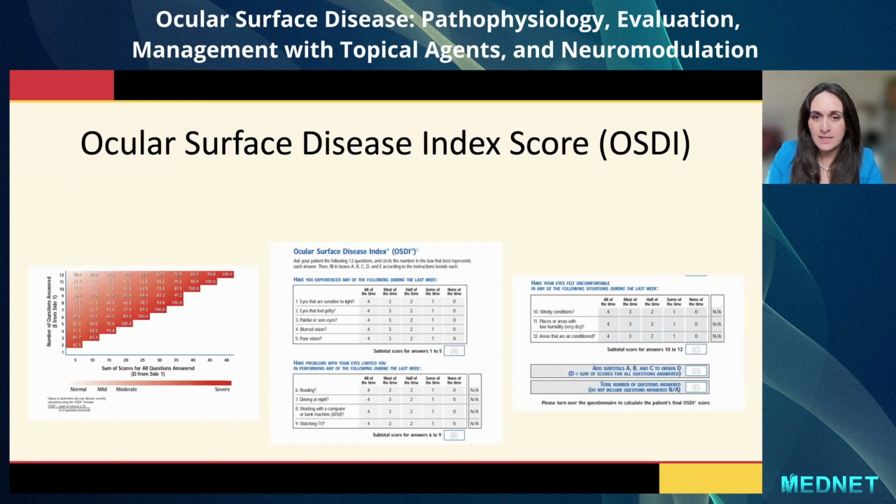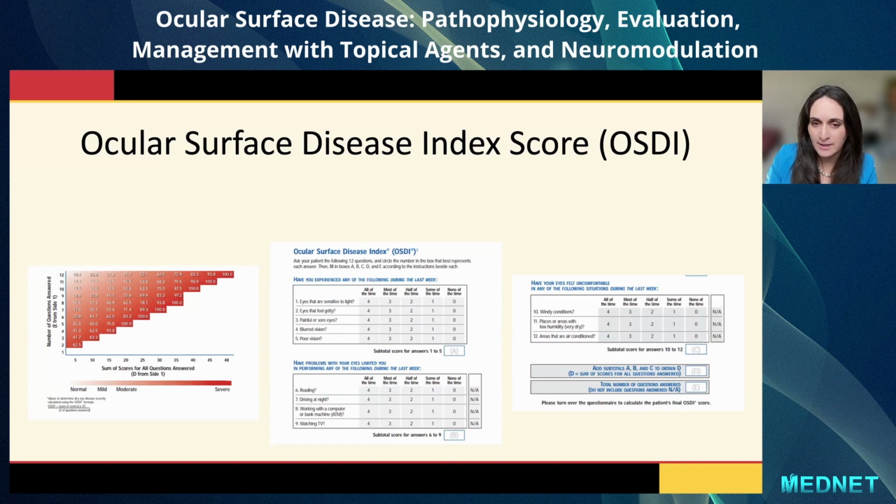The Ocular Surface Disease Index score is another useful tool. This is a validated dry eye disease questionnaire. It really gets to the symptoms of dry eye disease. And it's 12 questions. It asks the patient to describe their pain or changes over the last week. The first 5 questions look at the symptoms, so sensitivity to light or grittiness.